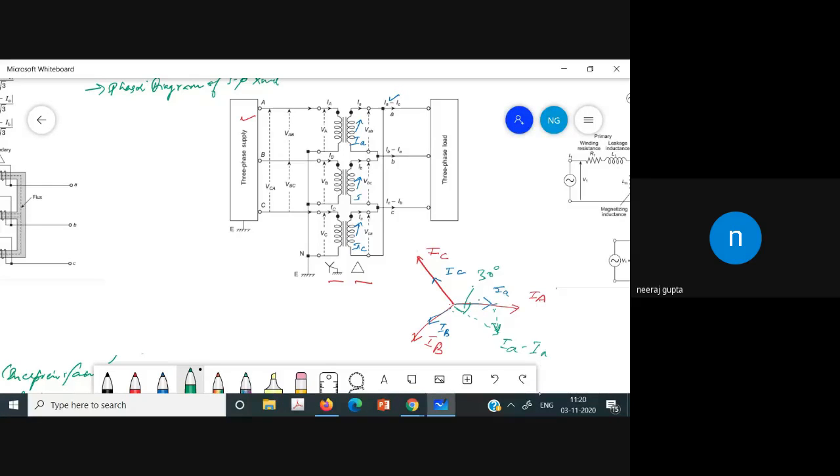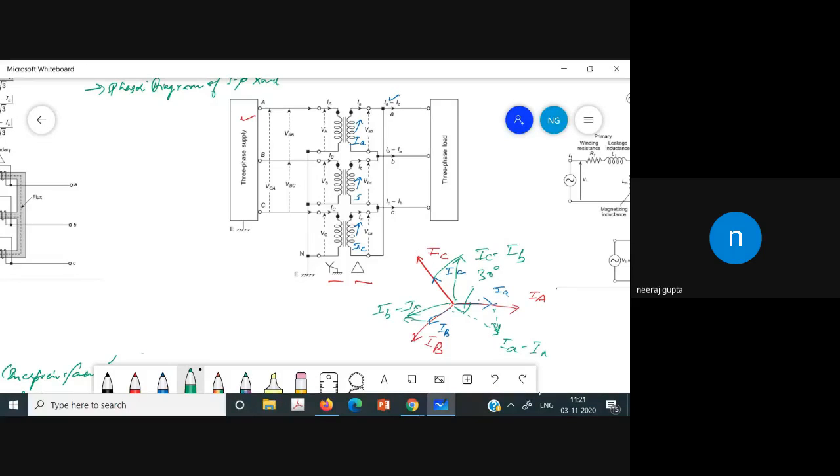Similarly, we can also draw for IB minus IA and IC minus IB. So this is IB minus IA here. This one is IA. So IB minus IA. And definitely we are getting here IB minus IA. And finally, IC minus IB. So IC is here. IB is moving like that. So we will have this. IC minus IB. So this is the phasor diagram that we are getting.